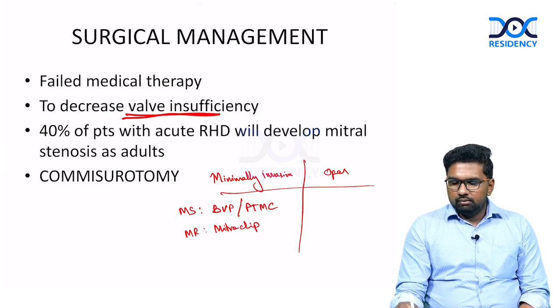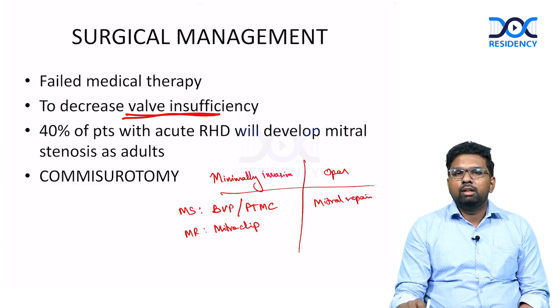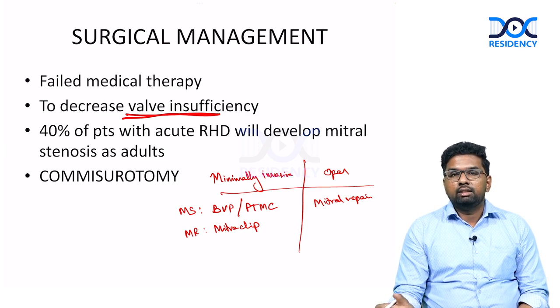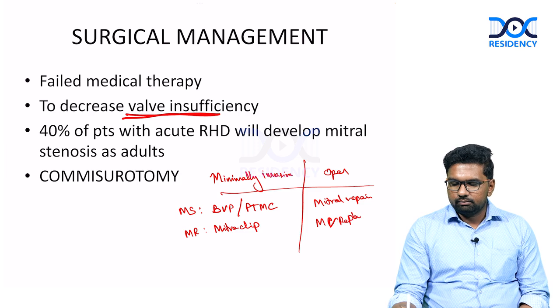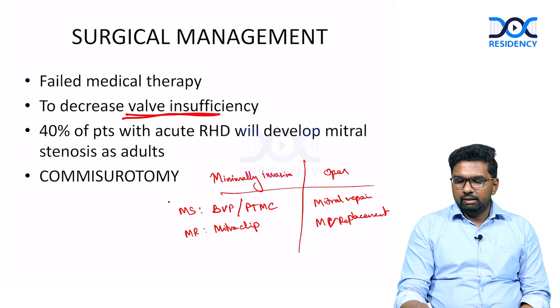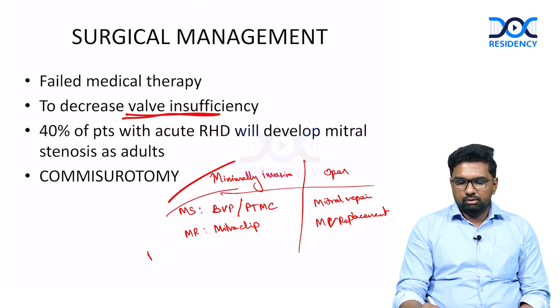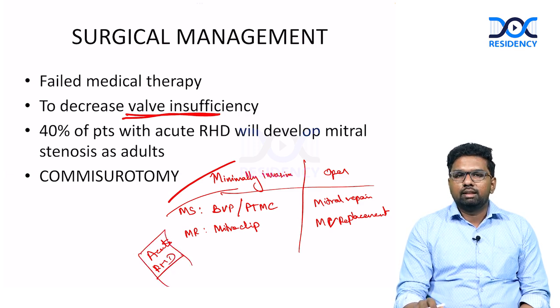In the open technique, you can go for a mitral repair in case of mild to moderate stenosis or regurgitation lesion. In case of severe regurgitation and severe stenosis, you have no other option other than mitral valve replacement. The only contraindication for this minimally invasive procedure is acute rheumatic heart disease. During the acute episode, we should not go for cardiac catheterization.